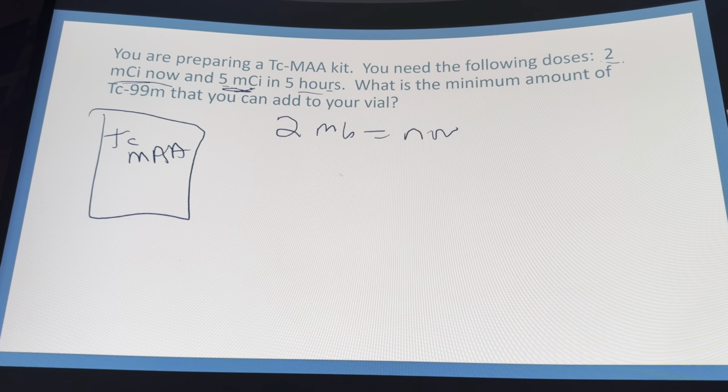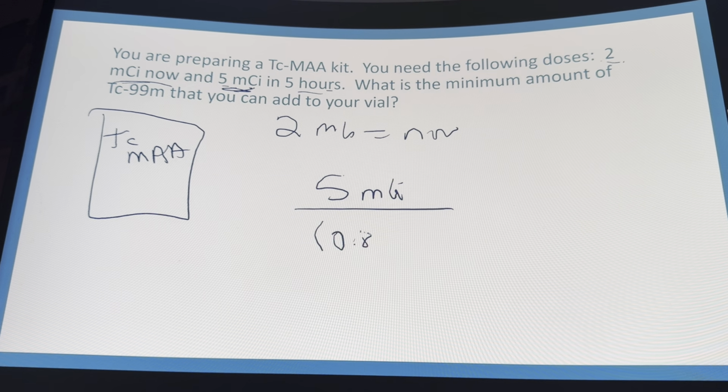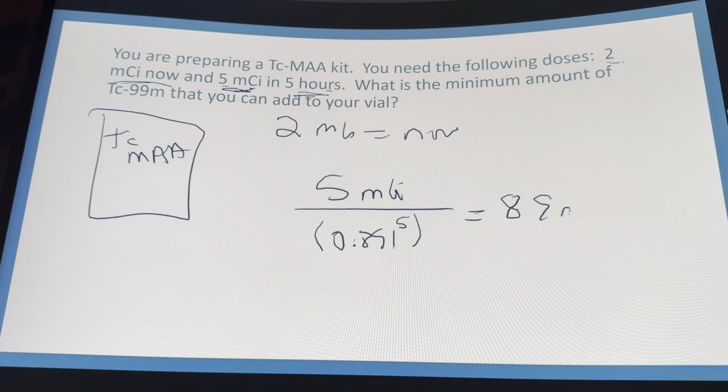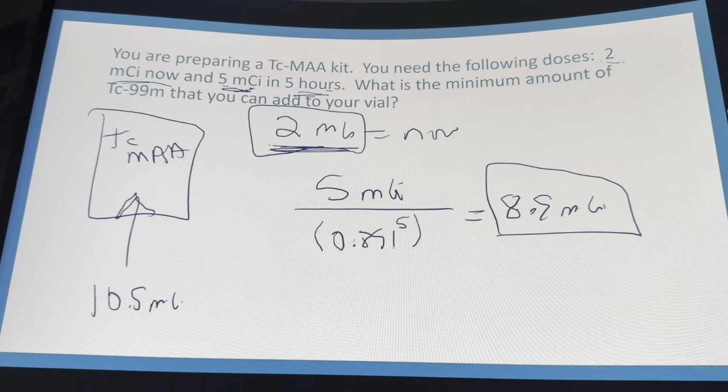1 hour decay factor, right? 5 millicuries divided by 1 hour is 0.891. This is 5 hours, but I put it to the fifth. Let's see what we get. 5 divided by 0.891, up caret, 5, get 8.9 millicuries. So my answer is the 2 millicuries I need now, and the 8.9, which is going to give me 5 millicuries later. I need to put 10.9 millicuries in this vial to have everything I need.